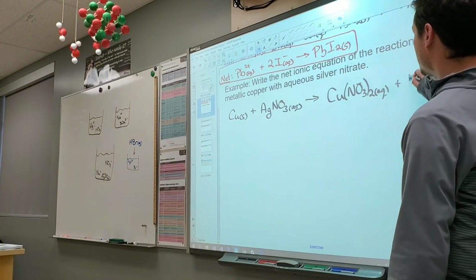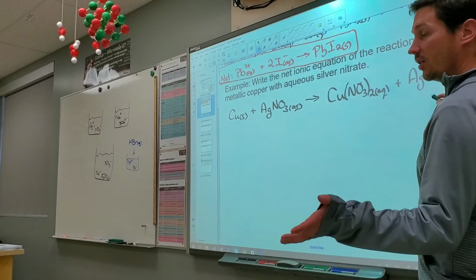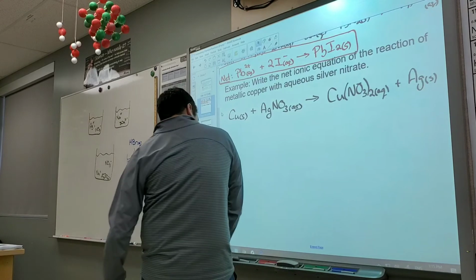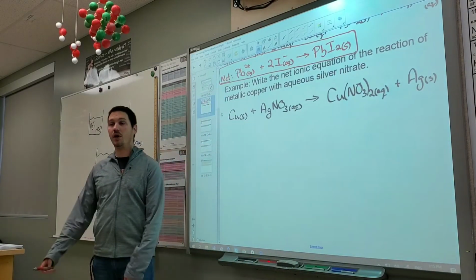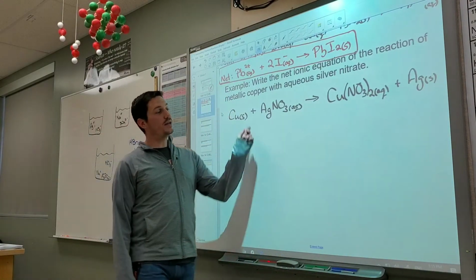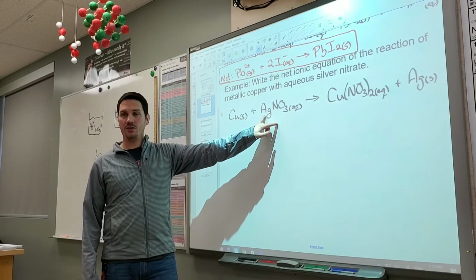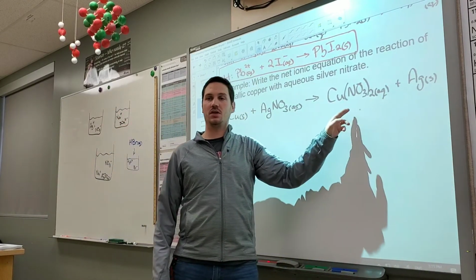We get silver, and it's going to be an element, right? So solid with no charge. Why is it an element? Because when you kick out, this is an element plus a compound gives an element plus a compound.